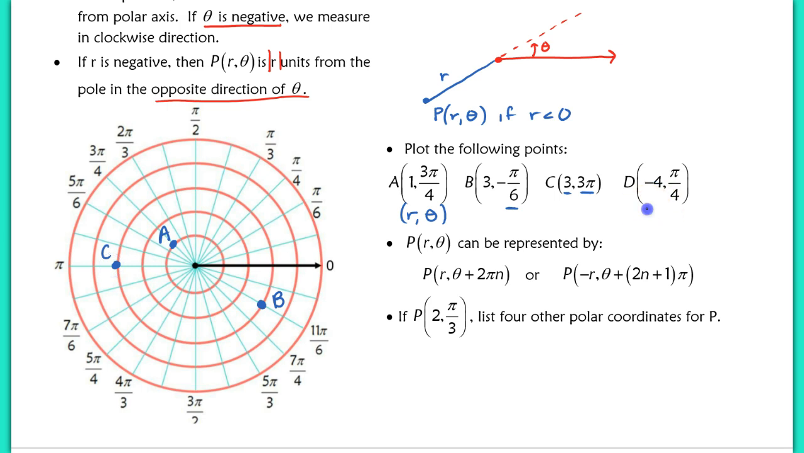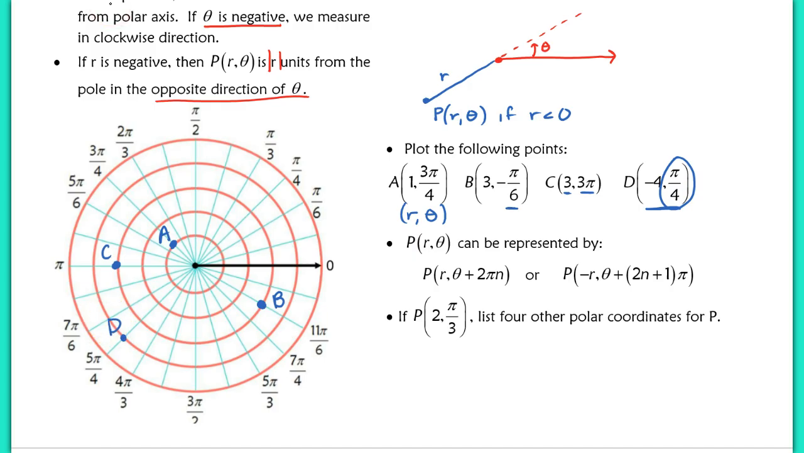Now for D, we have a negative value here for the r. So remember, distance isn't negative, but what this is saying is you need to go in the opposite direction of the given angle. So here's π/4. Okay, I want to be in the opposite direction of π/4, which means I'm over here at 5π/4. So I'm going to go 4 units away, and that places me here for point D.